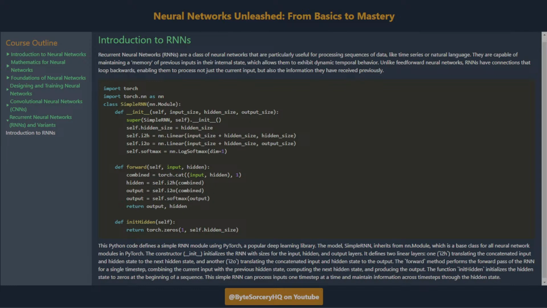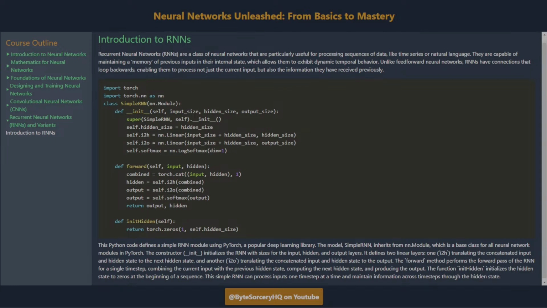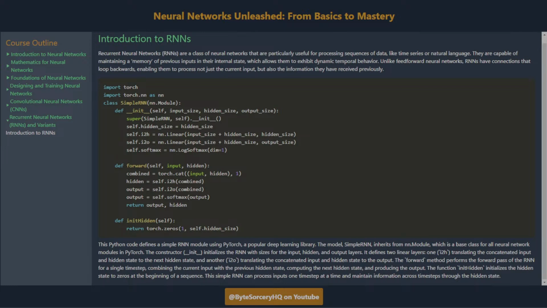The forward method performs the forward pass of the RNN for a single time step, combining the current input with the previous hidden state, computing the next hidden state, and producing the output. The function init_hidden initializes the hidden state to zeros at the beginning of a sequence. This simple RNN can process inputs one time step at a time and maintain information across time steps through the hidden state.